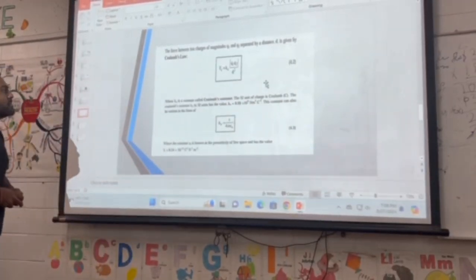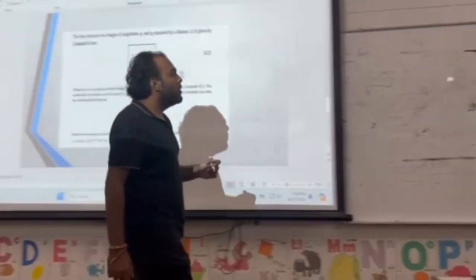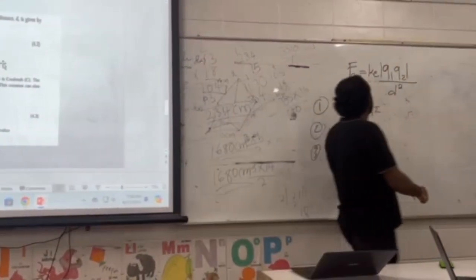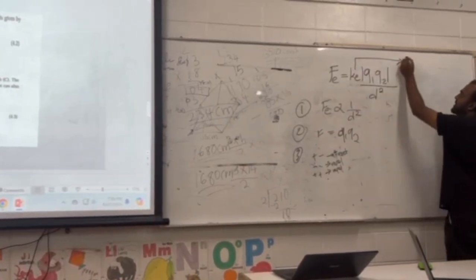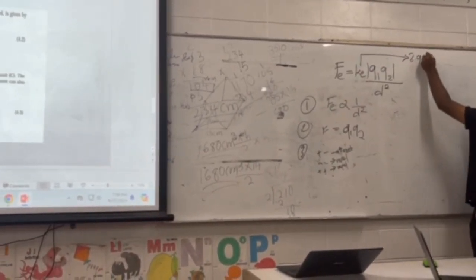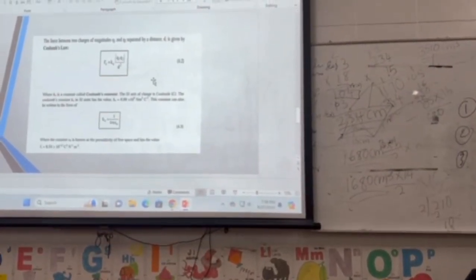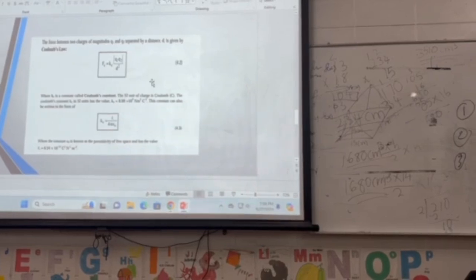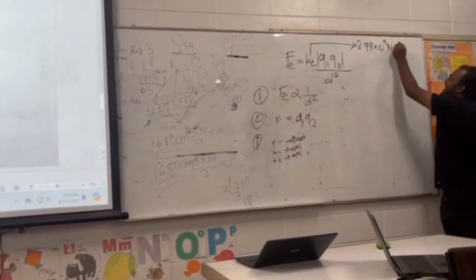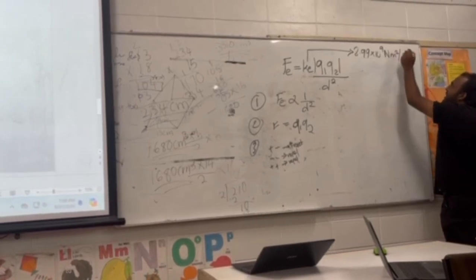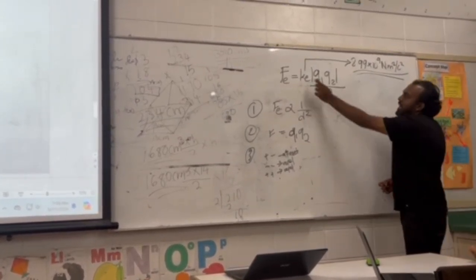The Coulomb constant Ke in SI units has a value of 8.99 times 10 to the power of 9 newton meter squared per coulomb squared. So this is your Ke value.